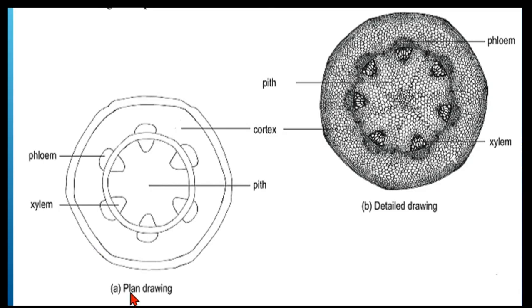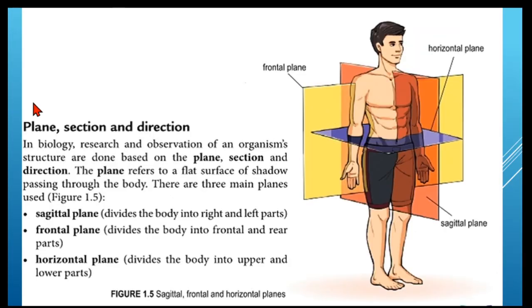So this is a plan drawing, only plan drawing. This is a detailed drawing. From the names alone we know what is plan and what is detail. Detailed is more detailed. This one is plan, section and direction. We must know the terminology in biology. For plan, section and direction.